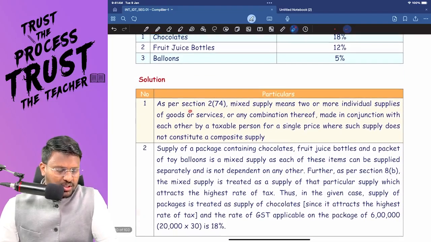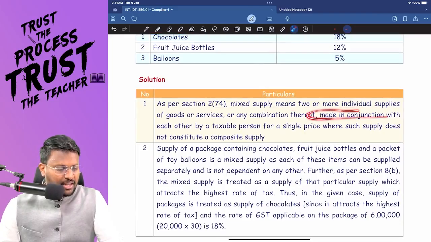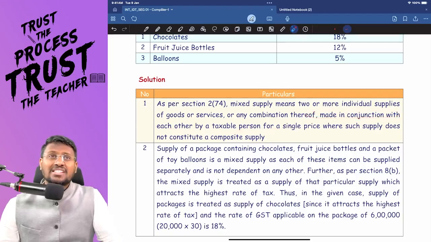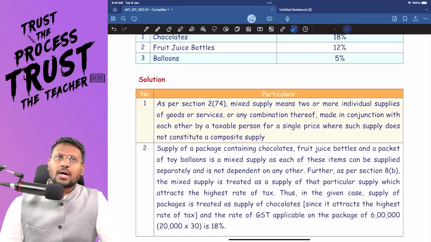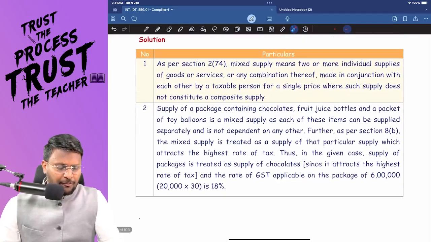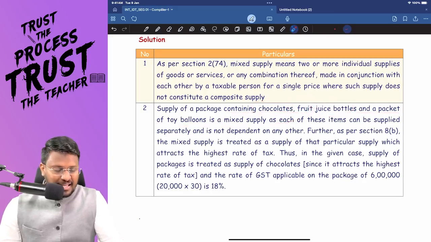As per section 2(74), mixed supply means two or more individual supplies of goods or services, or any combination thereof, which are made in conjunction with each other by a taxable person for a single price, where such supply does not constitute a composite supply. The package consisting of chocolate, fruit juice bottle and packet of toy balloon is a mixed supply, as each of these items can be supplied separately and does not depend on any other.